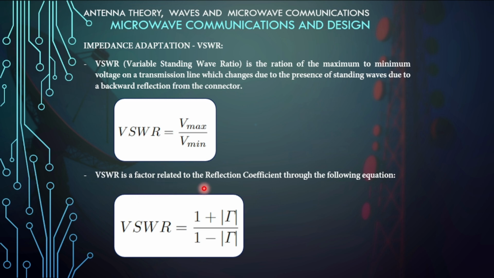VSWR is also a factor related to the reflection coefficient, through the following equation, which is VSWR is equal to (1 plus gamma) divided by (1 minus gamma). When you have zero reflection, you would get a perfect VSWR, which is equal to 1. Of course, you can never get a perfect one, but you can get as close as possible when you have a minimum reflection coefficient, which is around 0.95%, based on the manufacturing perfection and on other parameters concerning the connector and the transmission line itself.